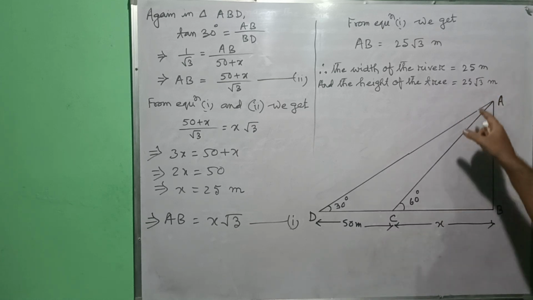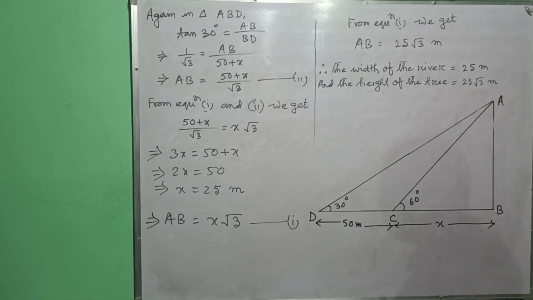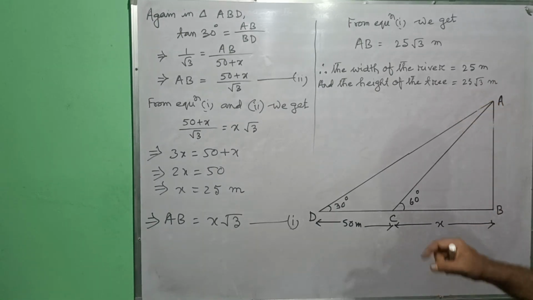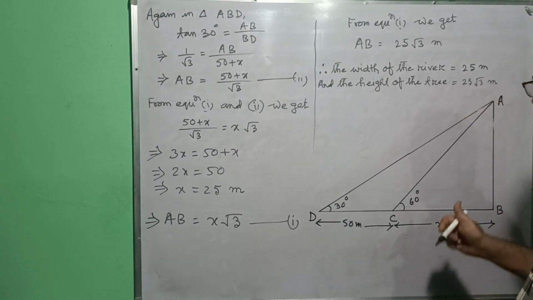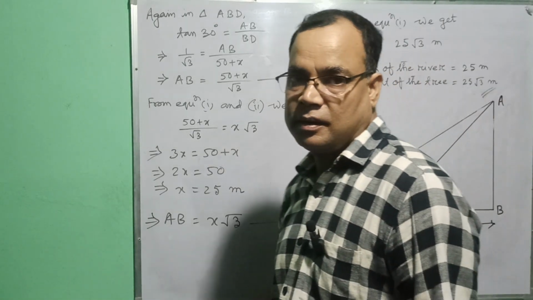Now sometimes in the question it is given the value of root 3 as 1.732. So you can multiply 1.732 with 25 to get the answer. Otherwise you can keep it up to this. Now we'll start question number 8.